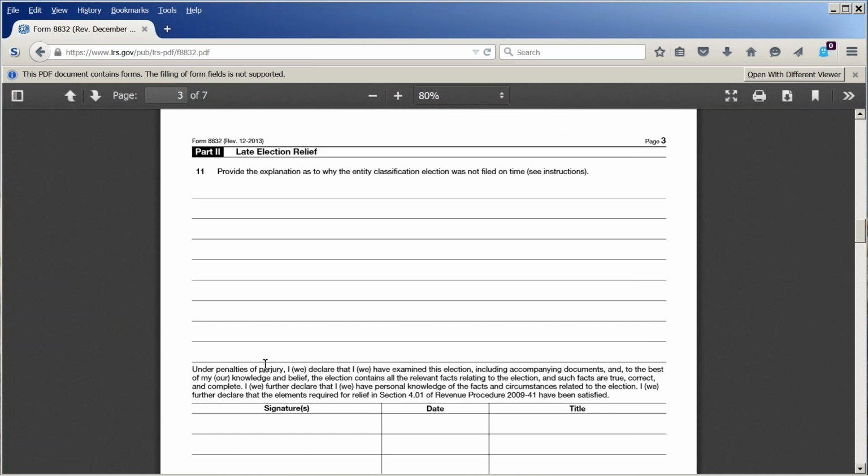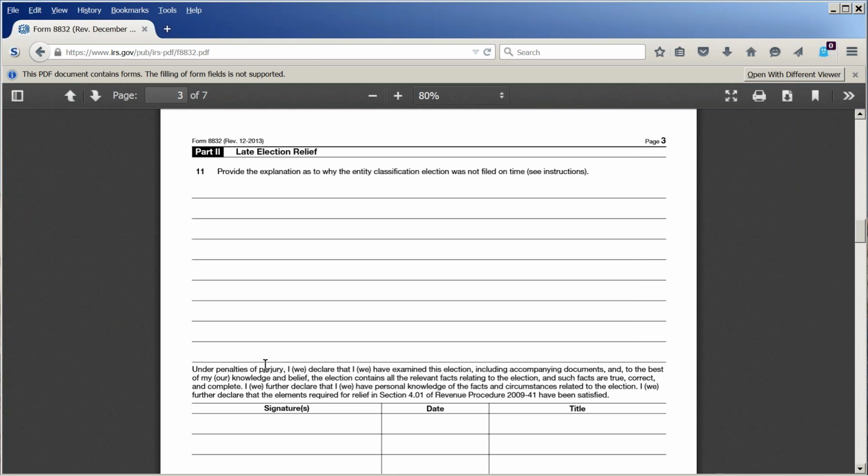And you have to explain why you didn't file the election that you want on time. This is where we accountants can fall on the sword and make things better. Or there may be some real good reasons. Now, the IRS is looking for two things here to approve your late election. The first is a plausible explanation. It doesn't have to be the best one in the world, it just has to be plausible. And the second is they're looking for consistency of treatment.